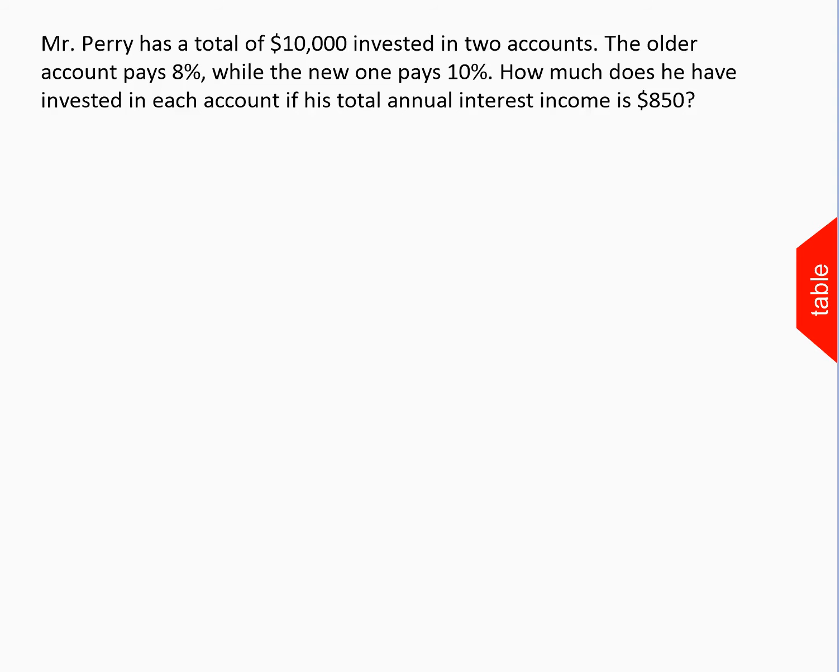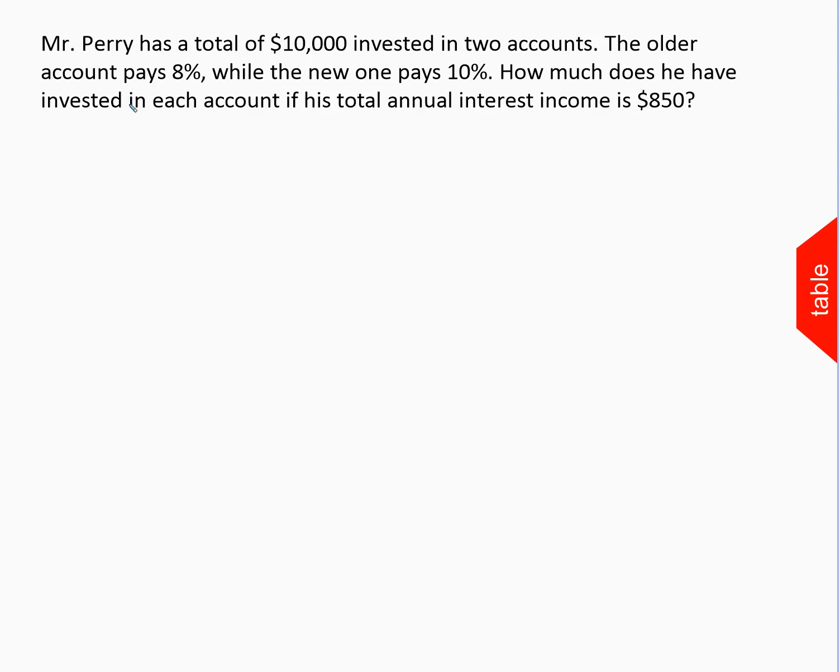And we learned that principal times rate times time is equal to interest. And so let's look through this one. Mr. Perry has a total of $10,000 invested in 2 accounts. The older account pays 8%, while the newer one pays 10%. How much does he have invested in each account if his total annual interest is $850?